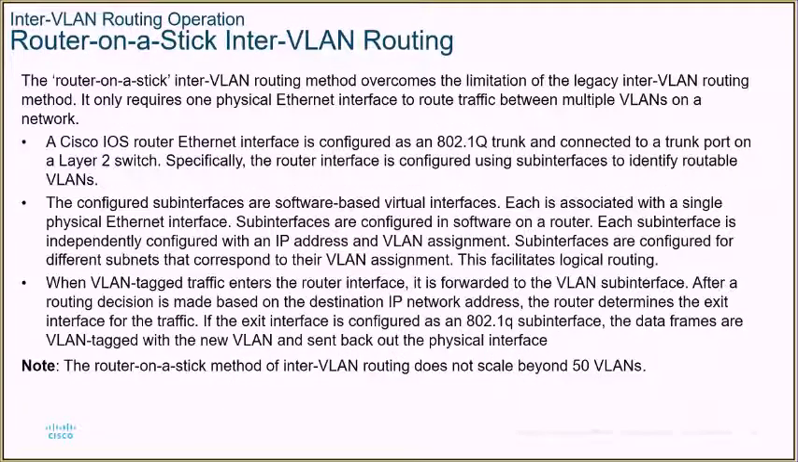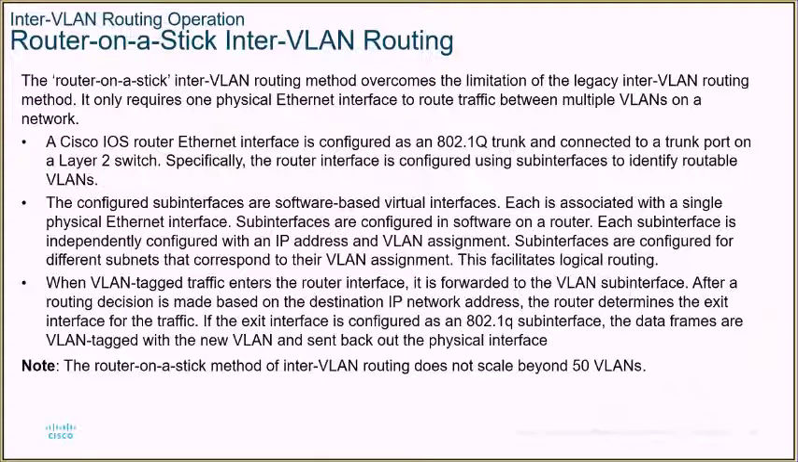So router on a stick is an inter-VLAN routing method that overcomes the limitation of the legacy method. It requires only one physical interface, and as I said, you can create multiple sub-interfaces. The Cisco IOS router Ethernet interface is configured as an 802.1Q trunk connected to a trunk port on the layer 2 switch, and specifically the router interface is configured using sub-interfaces to identify routable VLANs. The configured sub-interfaces are software-based virtual interfaces. Each is associated with a single physical Ethernet interface.